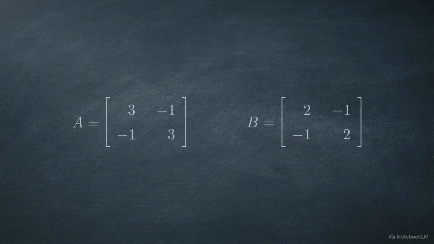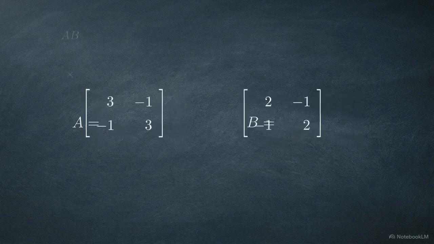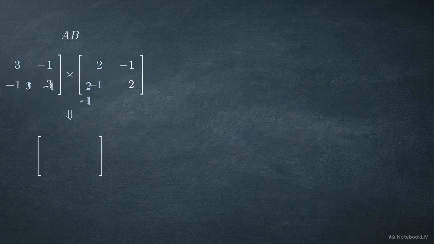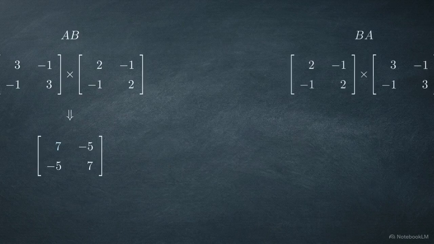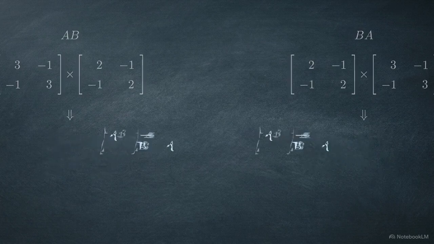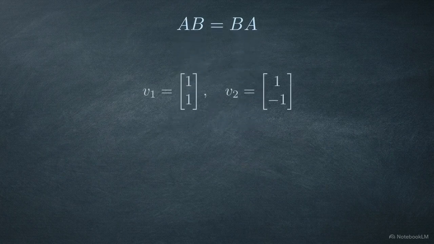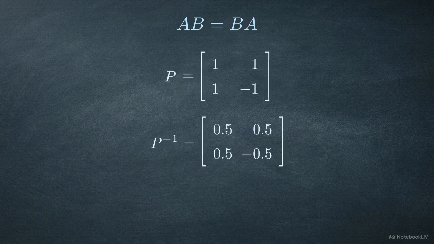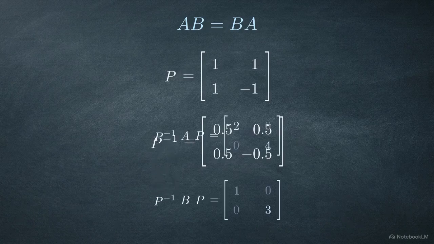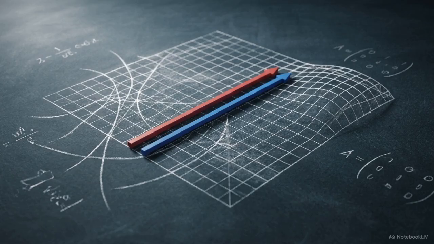Let's test this. Here are two diagonalizable matrices, A and B. First, we calculate the product A times B. Then we calculate B times A. The results are identical. AB equals BA. This confirms they commute, sharing a basis of eigenvectors. Using these shared eigenvectors, we can construct a single transformation matrix, P. This matrix simultaneously diagonalizes both A and B. By leveraging the shared geometric structure, we can analyze the behavior of both operators using the same basis.